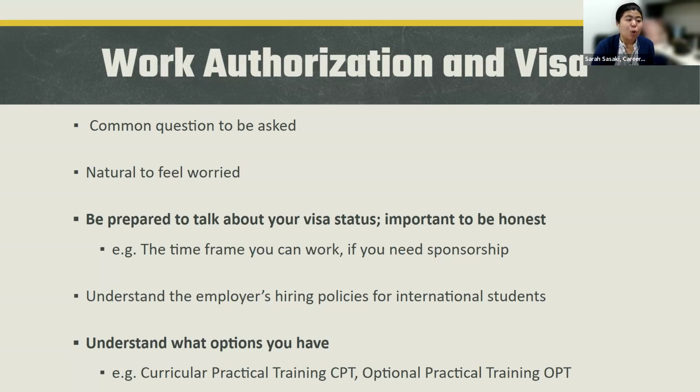And then also understanding what options you have to explore. So whether that's the CPT, curricular practical training, which would be more of an internship or practicum that you're doing while you're a student here, and then optional practical training, OPT, which would be after you graduate, for that kind of 1 year of work here in the US still. So I think this is overall very helpful. If the employer is asking questions, you can be prepared to let them know, oh, these are my plans as of now, and this is what I know I would be qualified or eligible to do at this time.